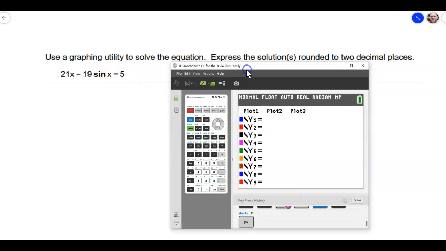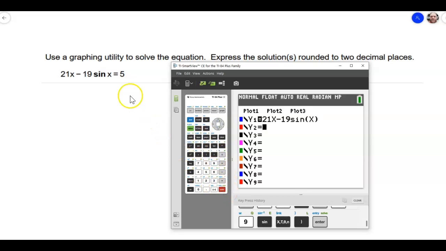Once you do that, then in y1 we're going to put one side of the equation. So I'm going to put 21x minus 19 times the sine of x. Just like this. Just one side of that equation. On the other side, I'm just going to put the constant there, 5.